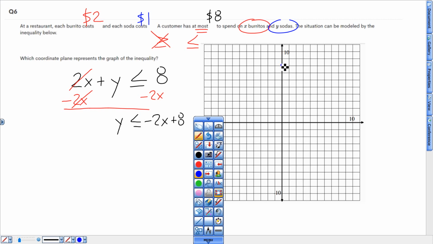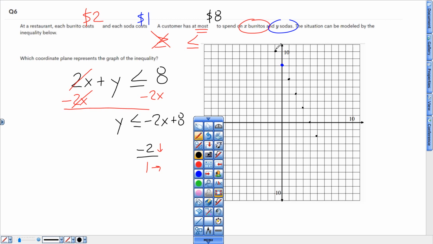And then looking at that negative 2 number made into a fraction would be negative 2 over 1, which means right 1 down 2. Right 1 down 2. That is my slope, my rate of change. Right 1, down 2, right 1, down 2. Be able to stair step the opposite way. Up 2, left 1, up 2, left 1.